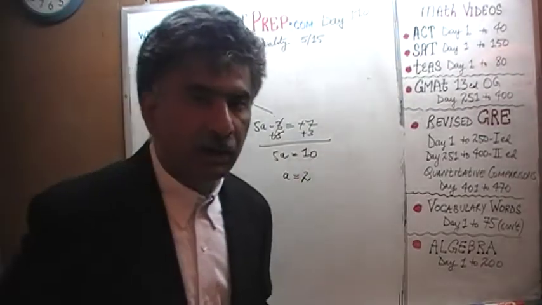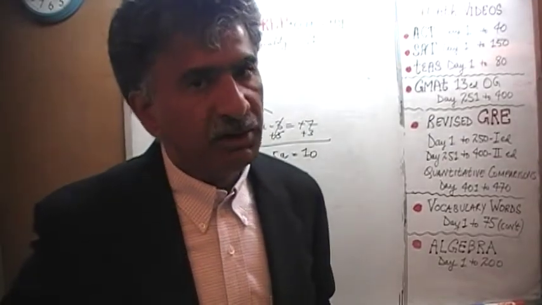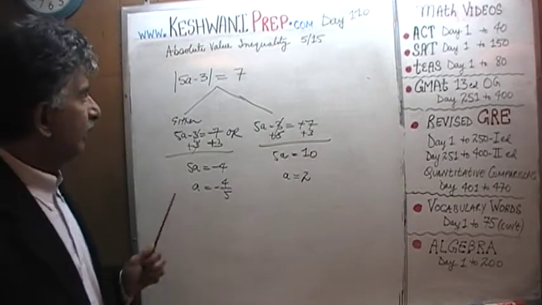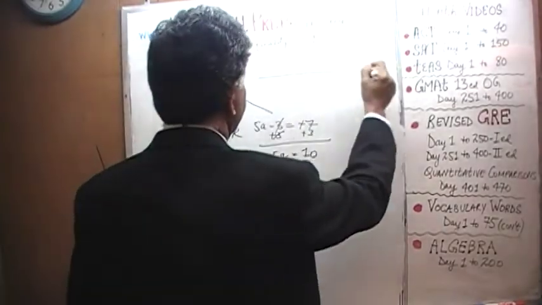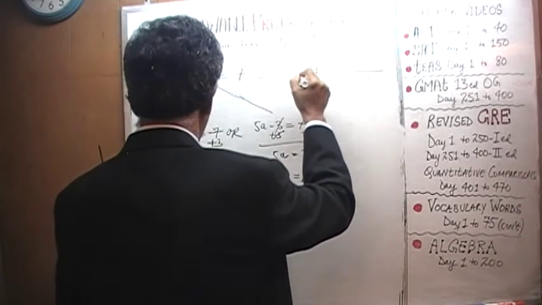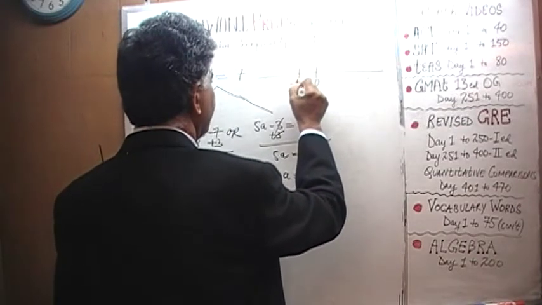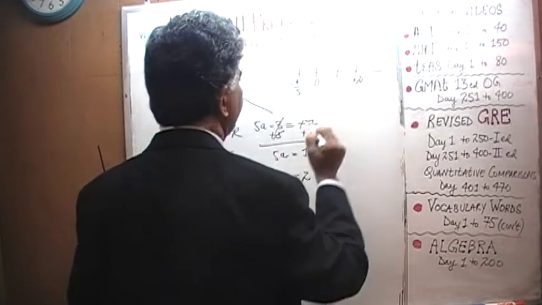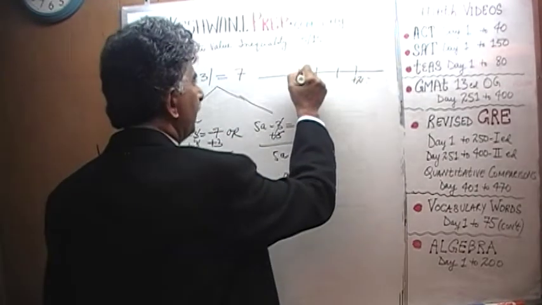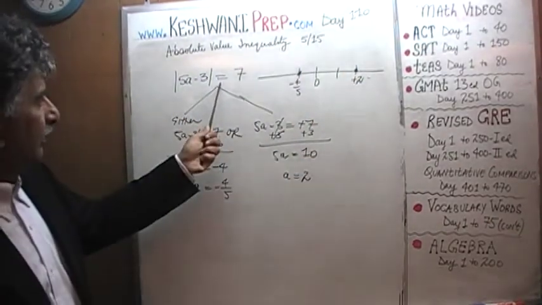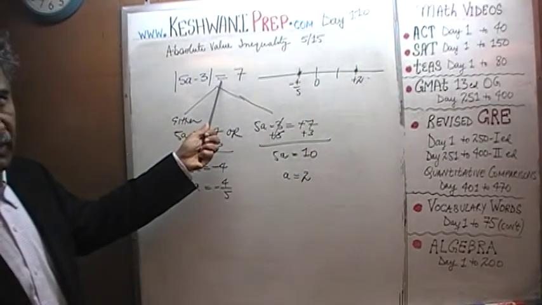These are our demarcation points. All the action is going to take place around these two points. Let's put this on a number line. Here's our 0, here's going to be negative 4 fifths, and here's going to be our positive 2. These are the allowable values of a if we were dealing with equality.